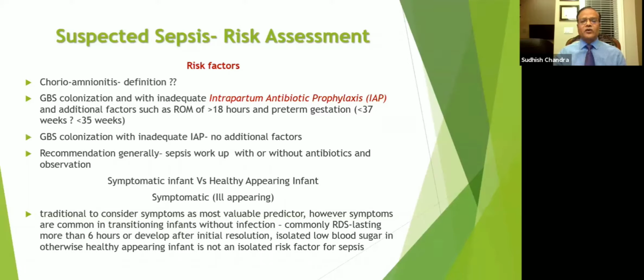As I alluded to, symptomatic versus healthy-appearing infant. Symptomatic, that's not a problem. But the problem is that some of these symptoms are just normal transition. The baby is born, has a little respiratory distress, a little fluid in the lung, and they get better in 6 hours. So if the respiratory distress or these transient symptoms can be attributed to a non-infectious cause, then we can potentially observe these babies and don't have to put them on antibiotics. This is when there are no other risk factors dictating antibiotics.